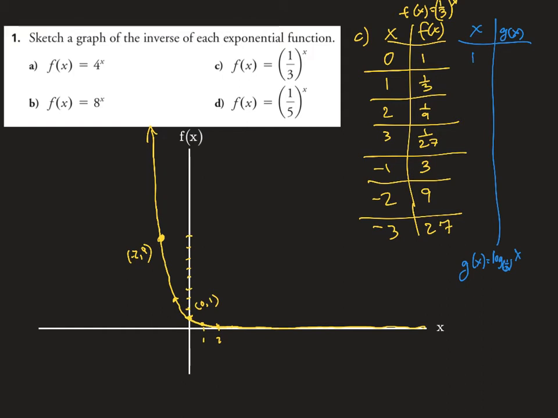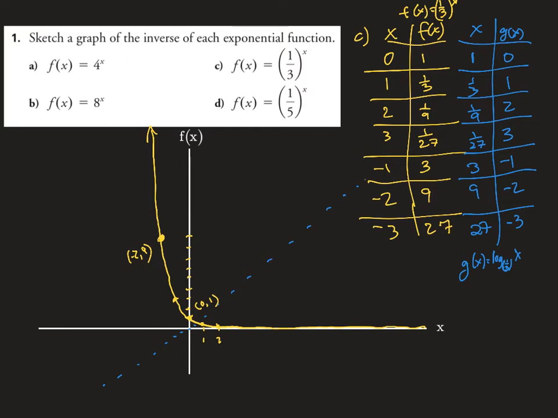Right? And so when x is 1, g of x is going to be 0. When x is 1/3, g of x is going to be 1. 1/9 will give us 2. 1 over 27 will give us 3. 3 will give us -1. 9 will give us -2. And 27 will give us -3. And our graph will again be the mirror image in this line of this graph.